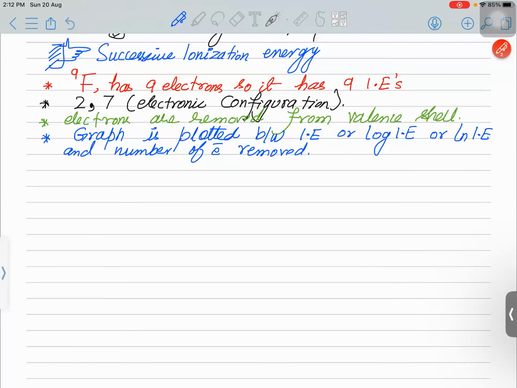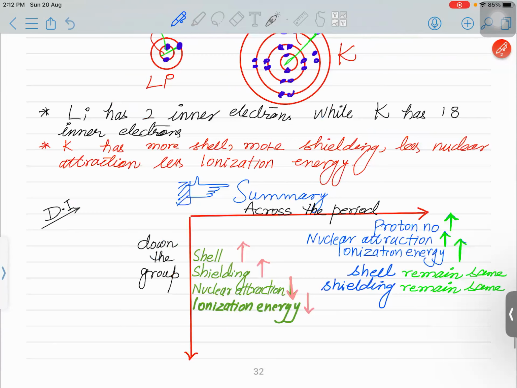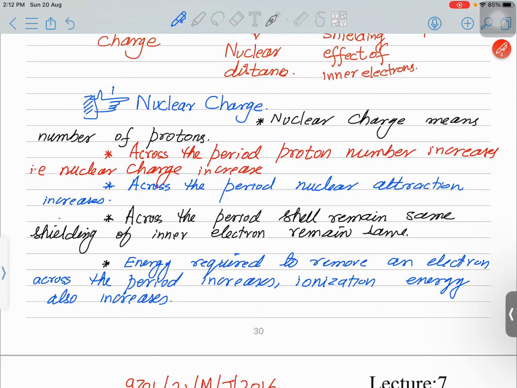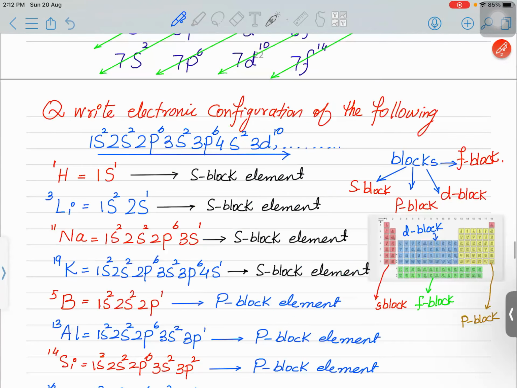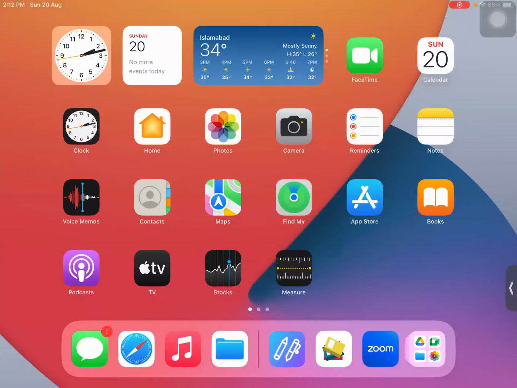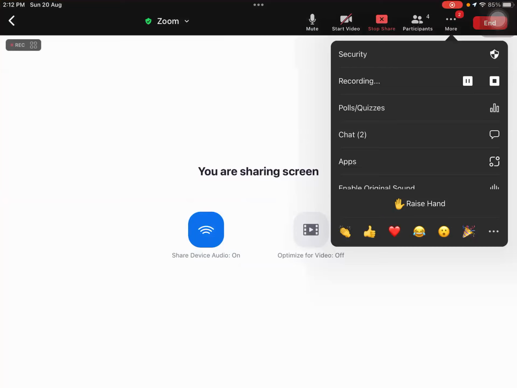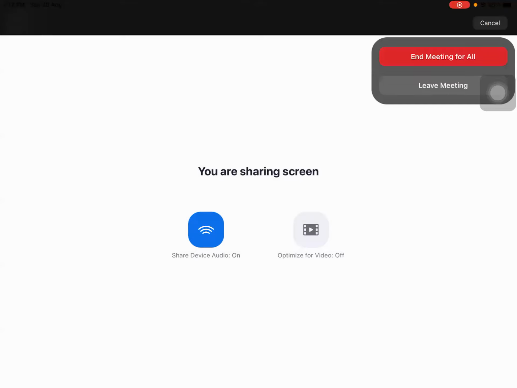Do you have any question regarding ionization energy? No, sir. Alhamdulillah. Zaina, inshallah, after the completion of the first chapter, I will provide the whole PDF of this chapter, right? Okay, thank you. So inshallah, in the next class we will discuss. Okay, do you have any question? No, sir. Okay, beta. Allah Hafiz.